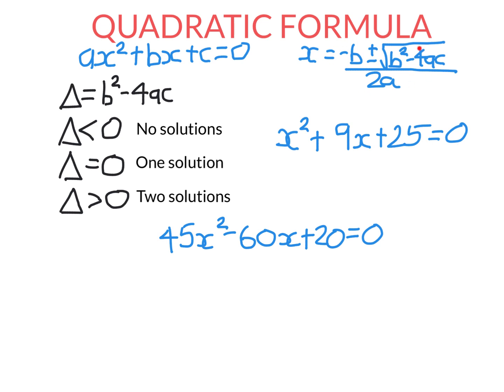This actually gives you two possible solutions: negative b plus square root of b squared minus 4ac over 2a, or the other one is negative b minus square root of b squared minus 4ac over 2a.